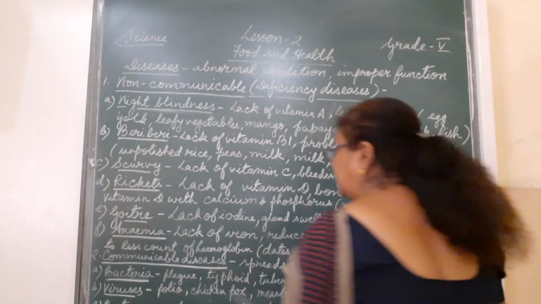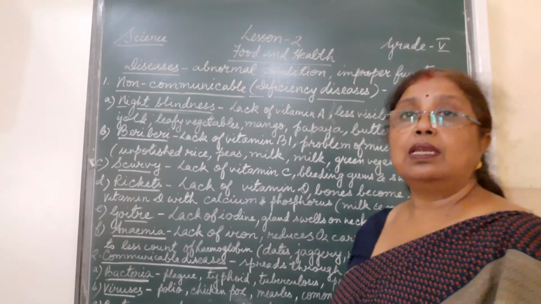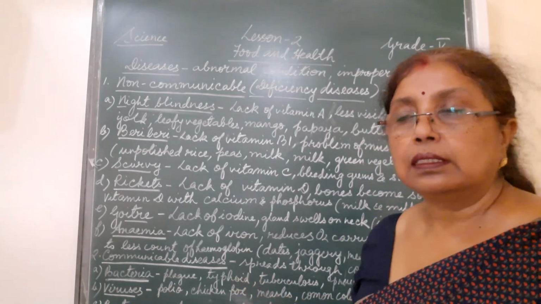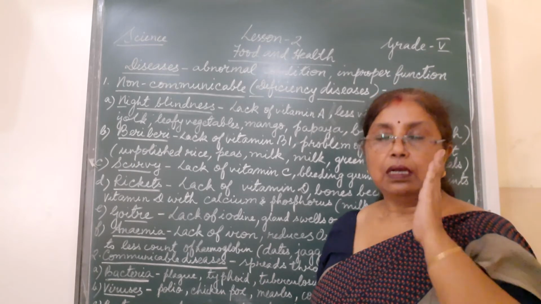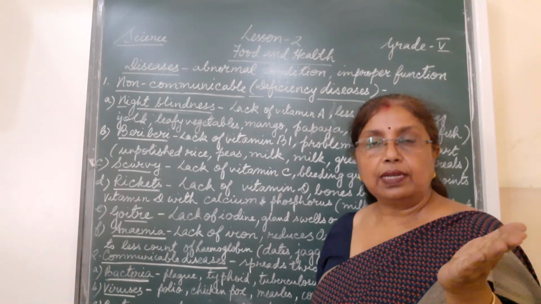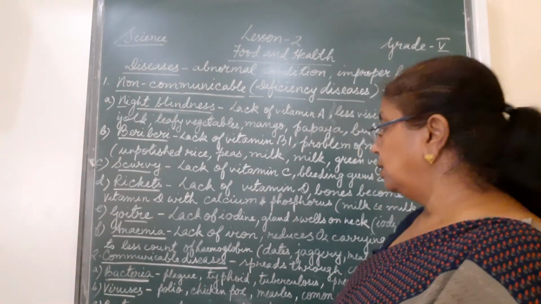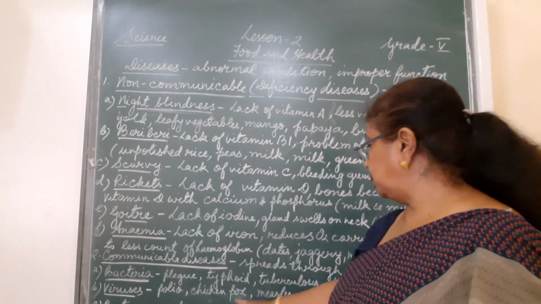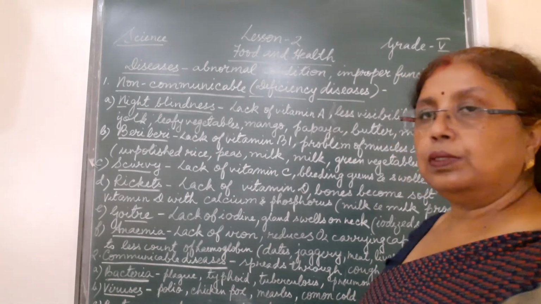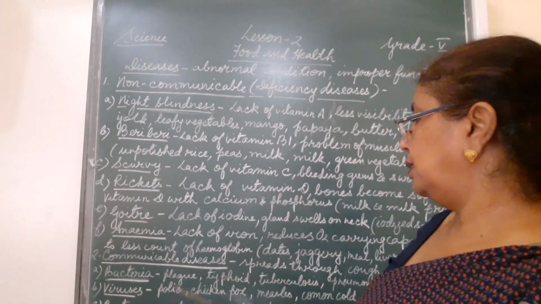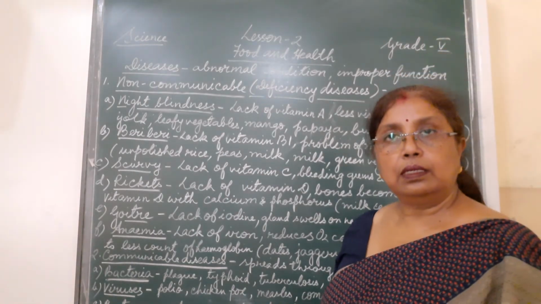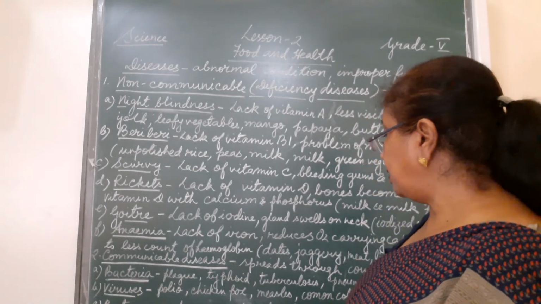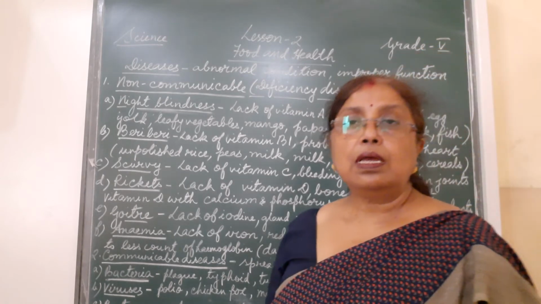Now next we will see viruses. Nowadays it's very famous, coronavirus, which causes COVID-19, and it's very dangerous. Like that, there are many other diseases like polio, chickenpox, measles, common cold. And next is protozoa. Protozoa causes malaria and amoebic dysentery.